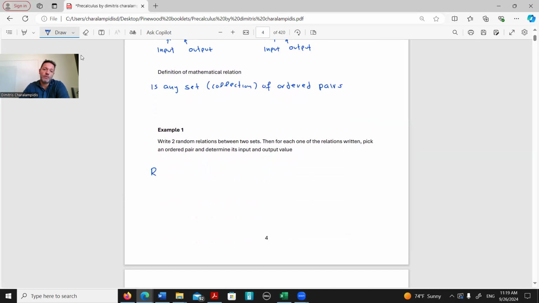Okay, it could be relation 1, which contains (1, 3), (1, 2), and (1, 1), or it could be a different relation that includes these pairs: (-1, 0), (0, -1), and (5, 10).